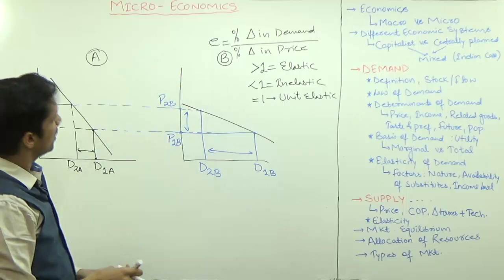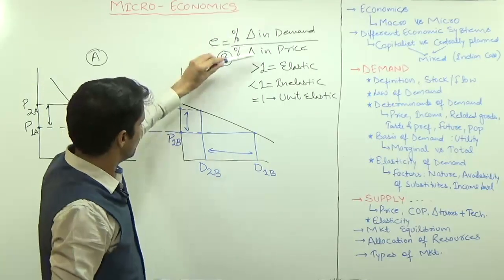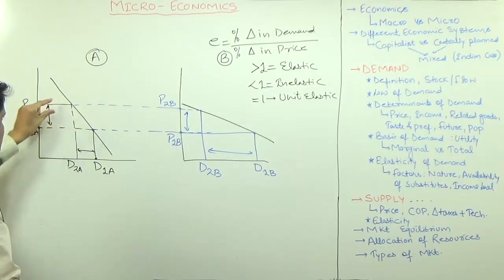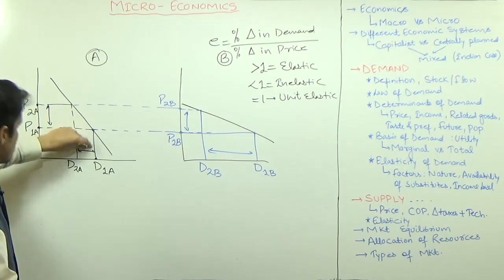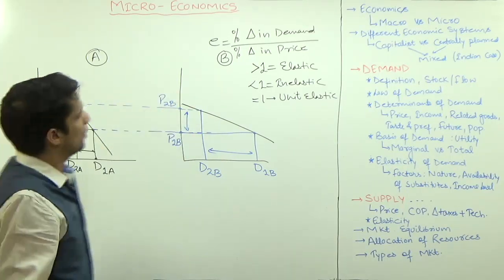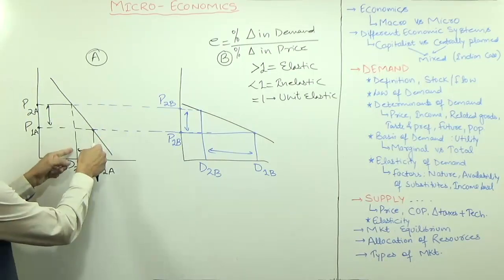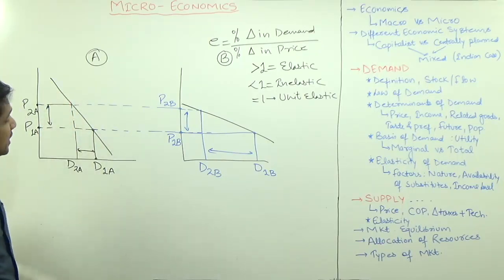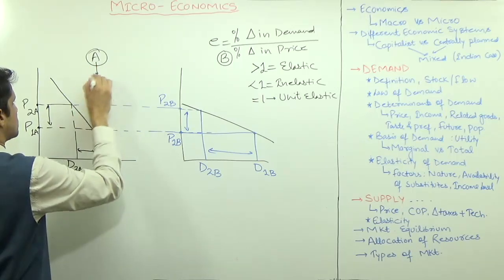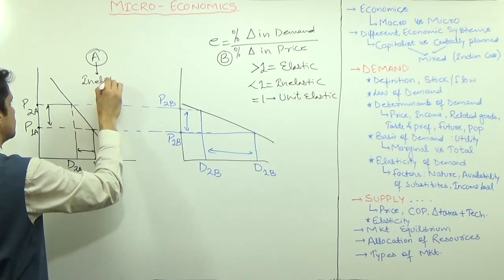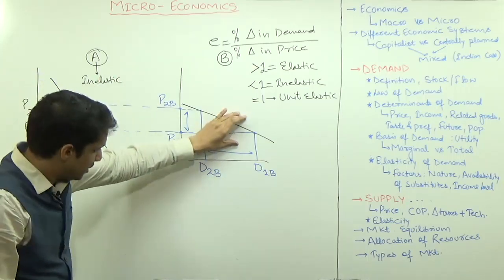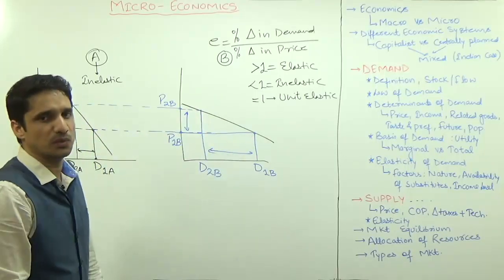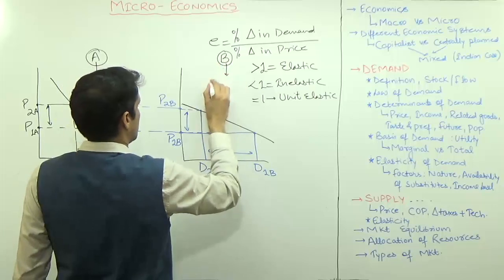And E is nothing but the ratio of percentage change in demand upon percentage change in price. For commodity A, the percentage change in demand is this and the percentage change in price is this. So this upon this, whether it will be more than 1 or less than 1, clearly this is less and this is more. So this by this will be less than 1. So it means commodity A is inelastic. For commodity B, this is more and this is less, this by this will be definitely more than 1. So it means commodity B is elastic.